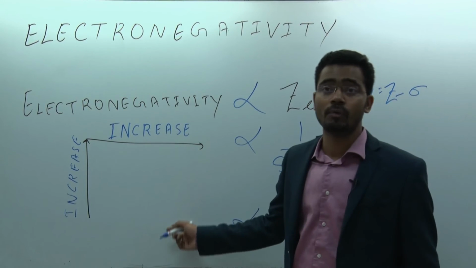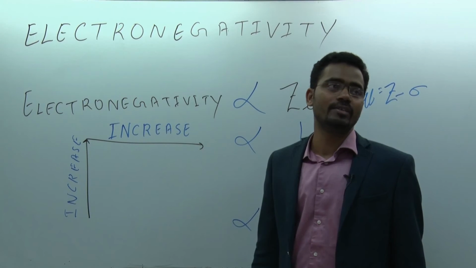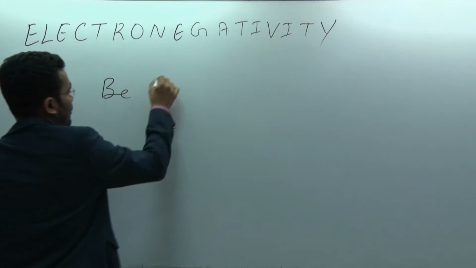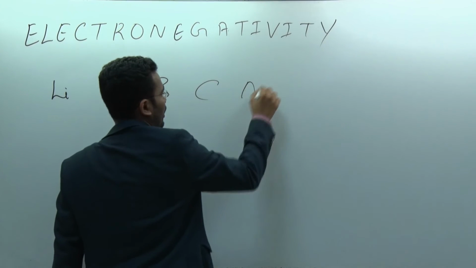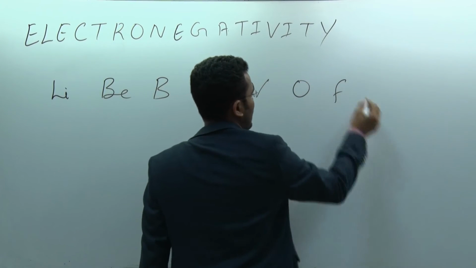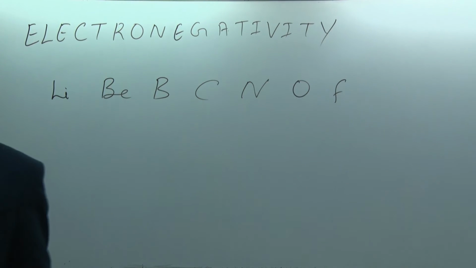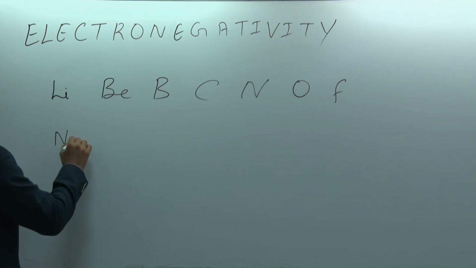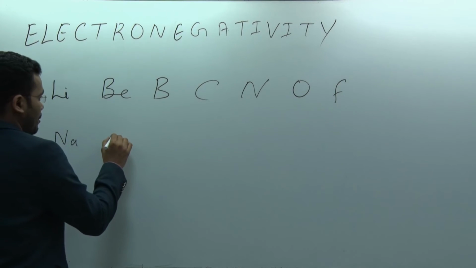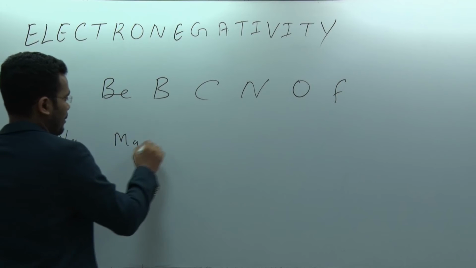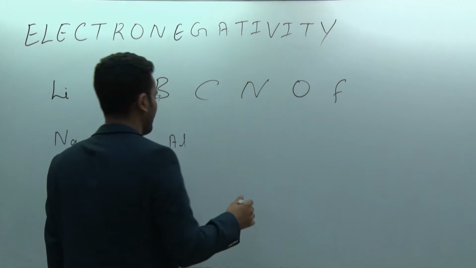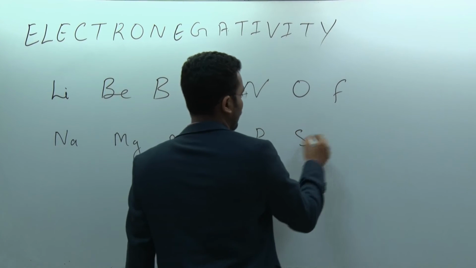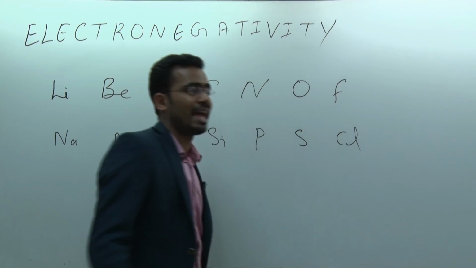You have to write the order of electronegativity: lithium, beryllium, boron, carbon, nitrogen, oxygen, fluorine. Then write the order of electronegativity for sodium, magnesium, aluminium, silicon, phosphorus, sulfur, chlorine.